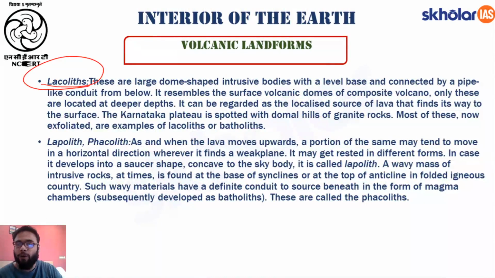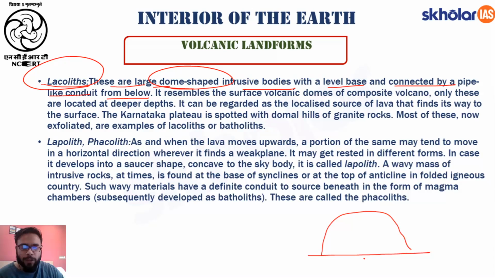These are called your laccoliths. Now what are laccoliths? These are large dome shaped intrusive bodies with a level base and connected by a pipe like conduit from below. So this is how a laccolith looks. It's a dome like structure which has a flat base, and your magma supply is done by a pipe like structure which is found just below the laccolith. Fine. So it resembles the surface volcanic domes of composite volcanoes. So it looks somewhat like the composite volcano, only these are located below the surface of the earth, and it can be regarded as the localized source of lava that finds its way to the surface.